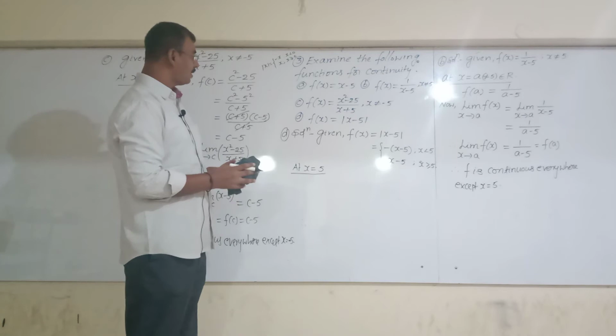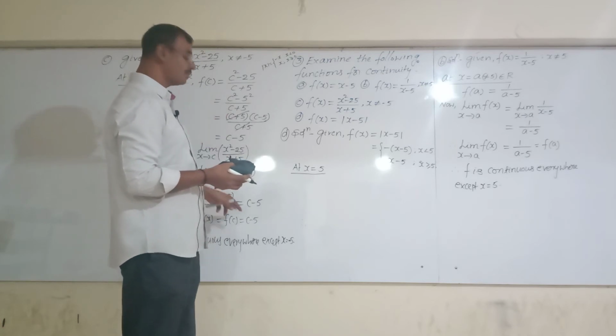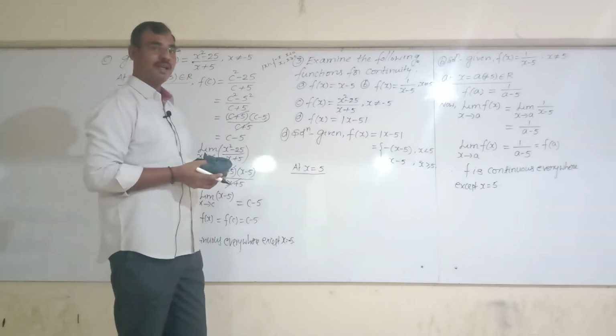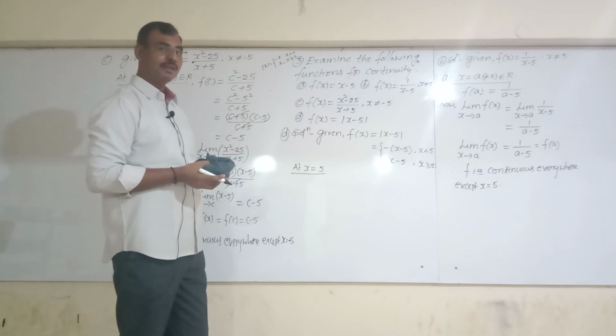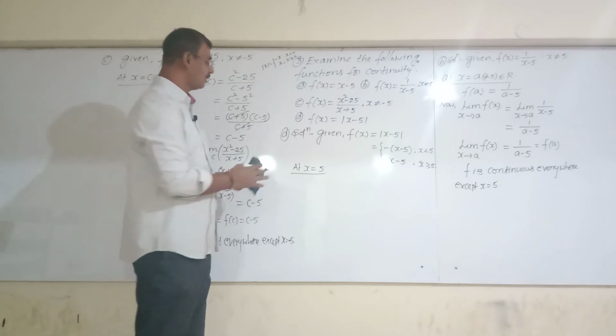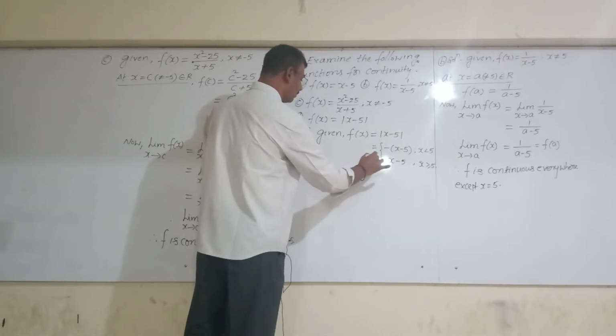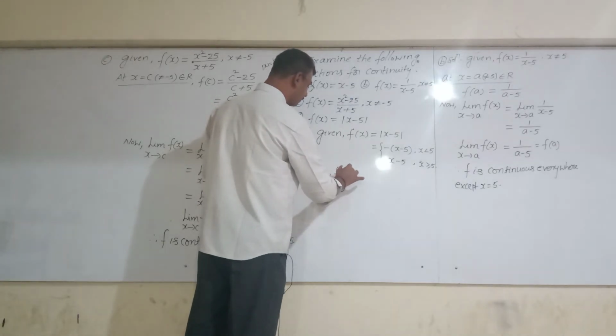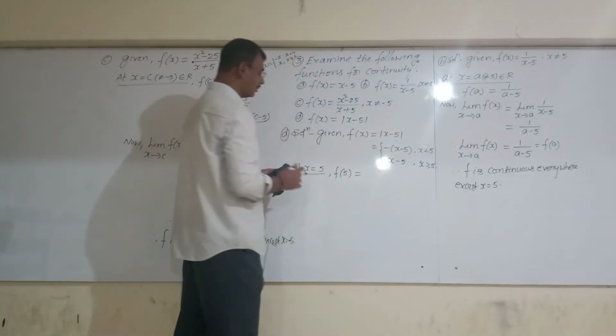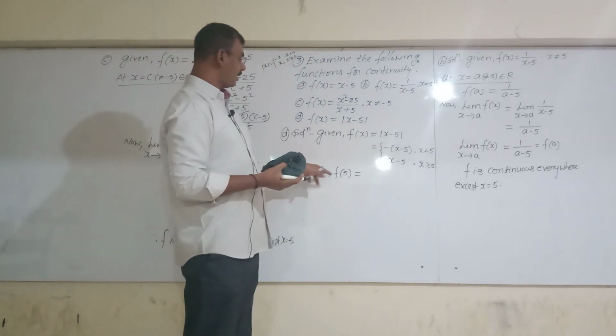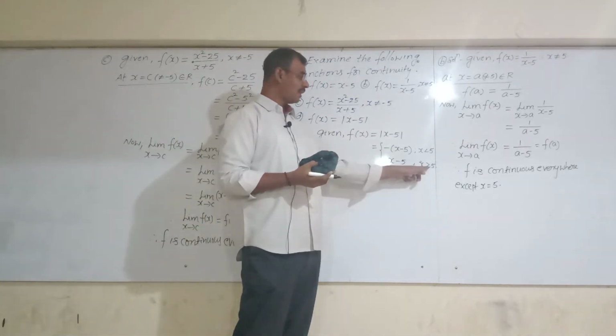So now in this case, we should find out the left hand limit, the right hand limit, and f of a. Firstly I have to find f of a. f of a is f of 5, which is equal to... So when x is equal to 5, what are the conditions?